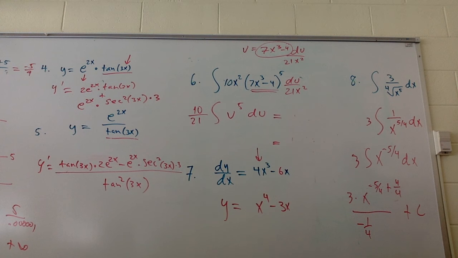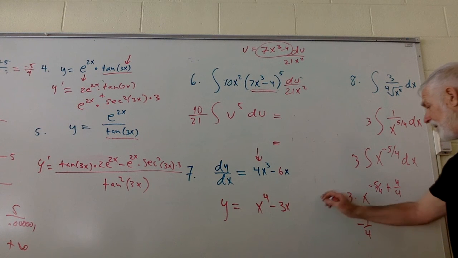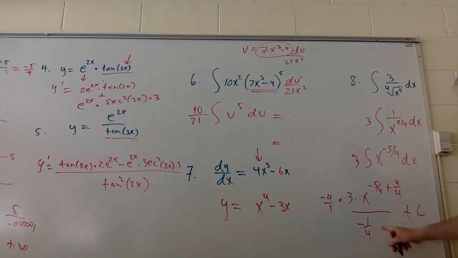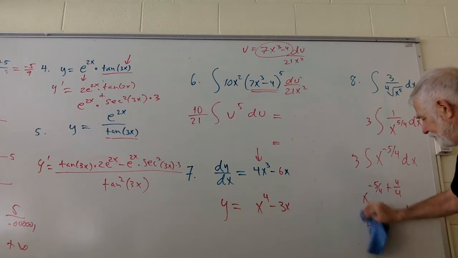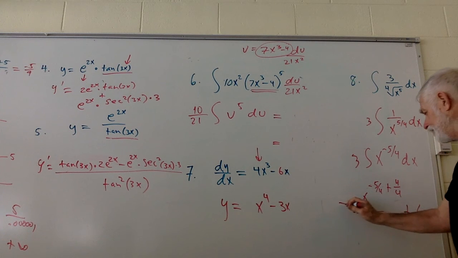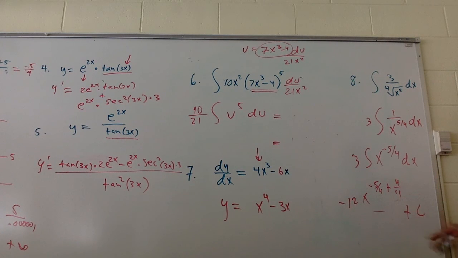You can see this, yes. How many times does negative 1/4 go into 3? Minus 12 times, because you're really going to multiply by negative 4 over 1, the reciprocal. So this should be minus 12, and this should be x to the minus 1/4.